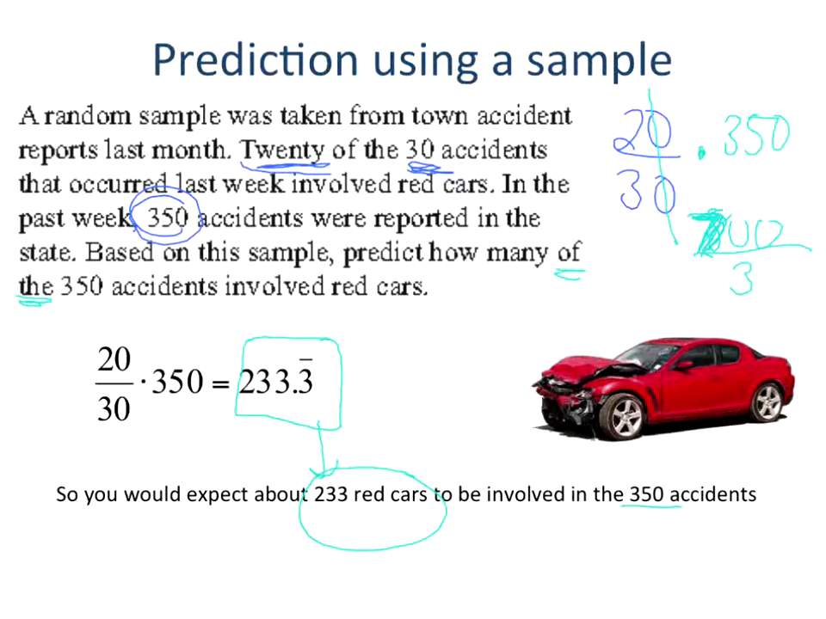So take a quick second to write that sentence at the bottom that sort of describes what's happening. So 233 red cars out of the 350 accidents.